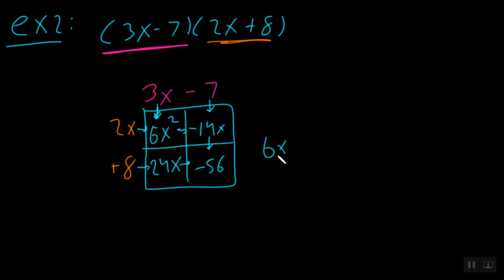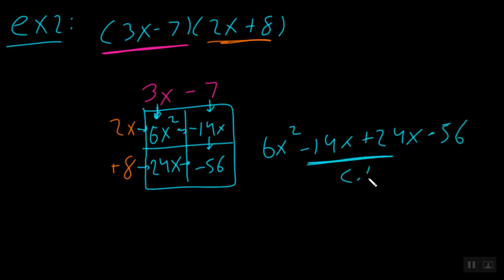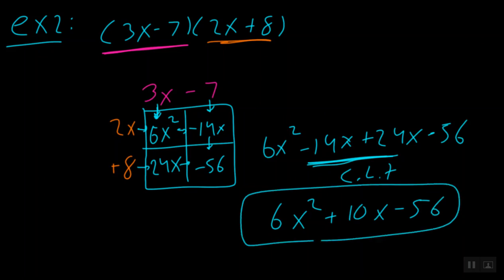Now, what is this going to look like when we write it out? Well, we'll always write our highest degree first, so 6x squared minus 14x plus 24x minus 56. Remember, we have to combine our like terms, and when we do that, we get 6x squared, and of course negative 14x plus 24x is going to be positive 10x minus 56. Remember, negatives take away from positive. Negative 14x is almost like it's subtracting away from the 24x.